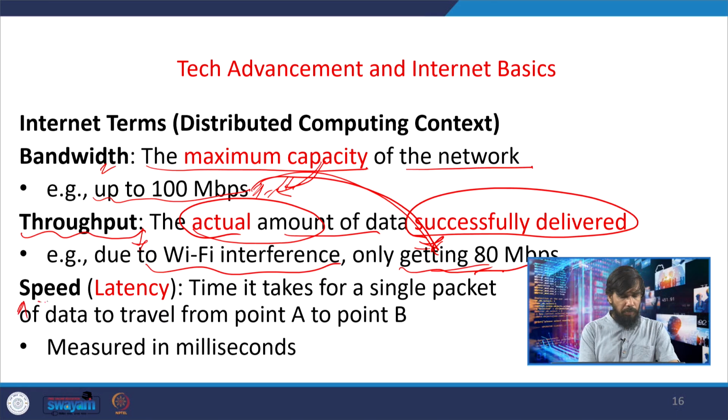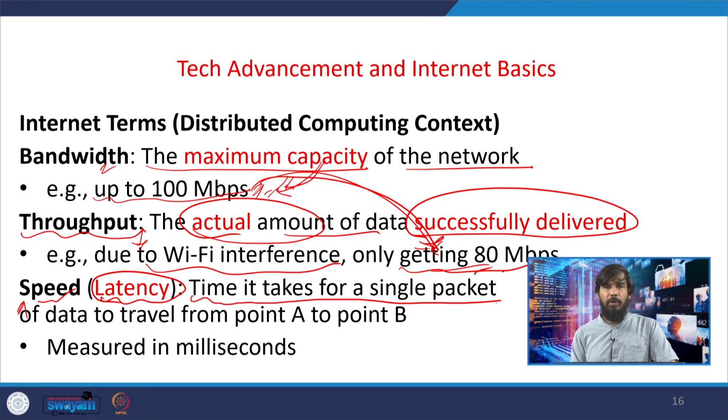And speed, or in other words latency, can also be understood the same way. When we say speed, it is about the time it takes for a single packet of data to travel from point A to point B, and it is generally measured in milliseconds. So, hope this clarified the difference between bandwidth, throughput and speed.